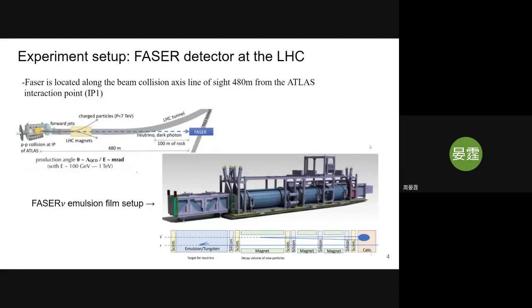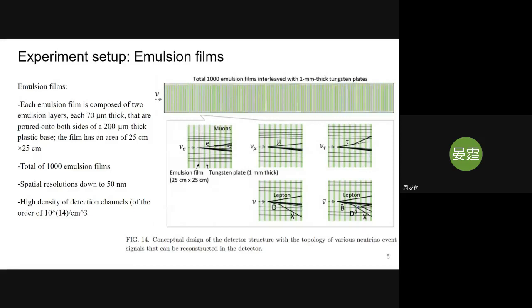And here's a quick recap of what emulsion films are. Each emulsion film is composed of 2 emulsion layers and a plastic layer sandwiched in between. Then tungsten plates are interleaved between each layer. The base tracks are generated by tracking each point of entrance and departure in the 2 emulsion layers and connecting them to form a line. There are a total of 1,000 films in Phaser knee, and the spatial resolution of these films can be down to 15 nanometers, with the density of the channels on the order of 10^14 particles every cubic centimeter.